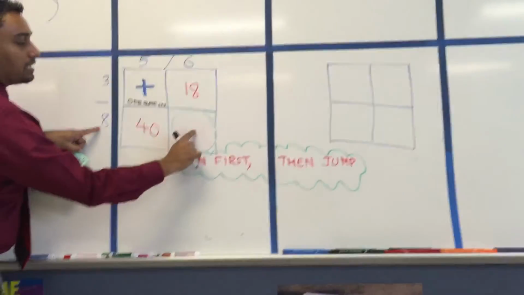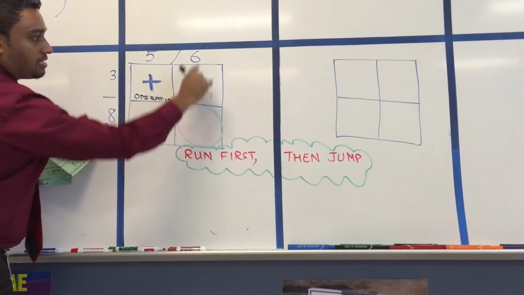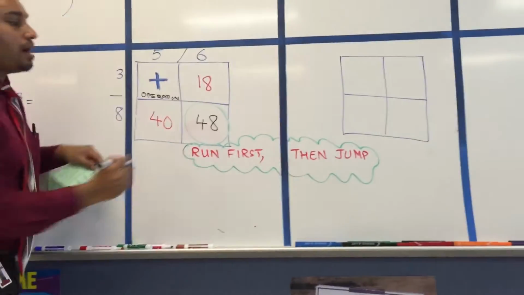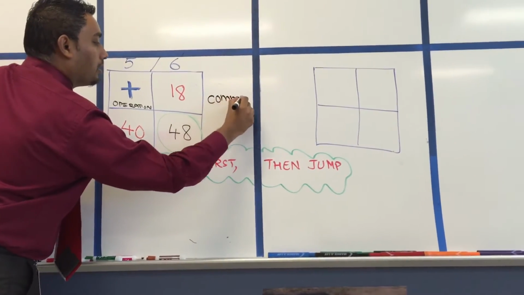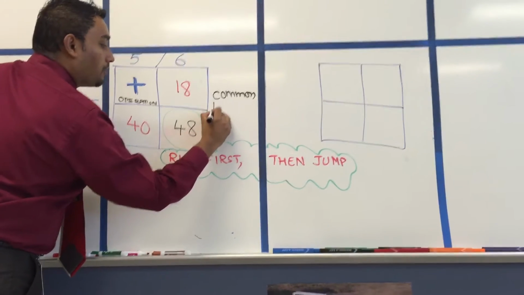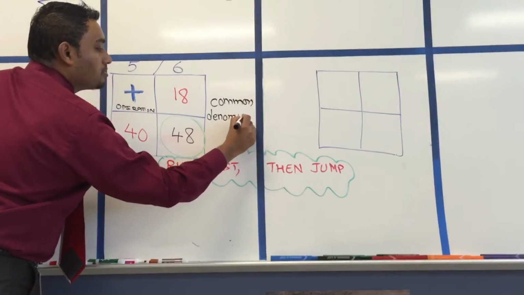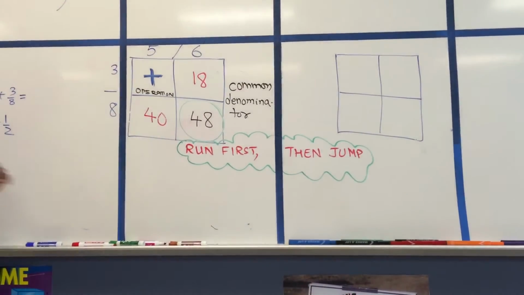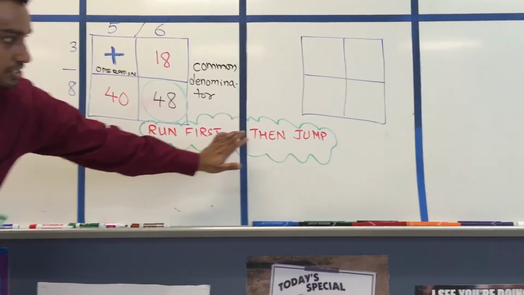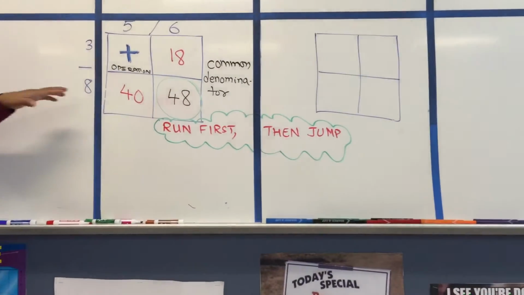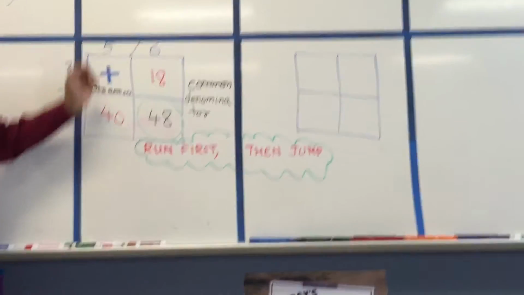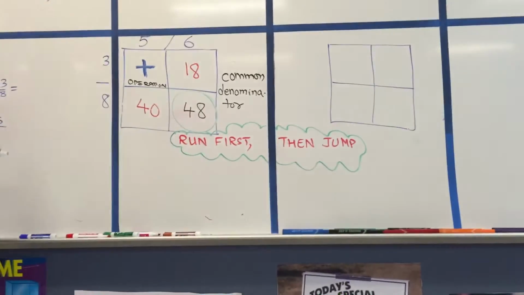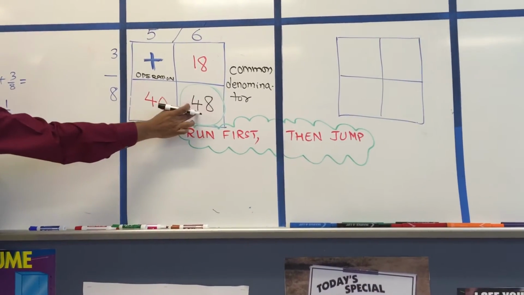So you have 8 times 6. 8 times 6 is, class? 48. So that is my common denominator. I'm not saying least common denominator, I'm saying common denominator. Now I want you to understand this: run first, then jump. Run first means I'm going to take care of this first, then that one. Run first, then jump. So I'm going to rewrite this. This is my new common denominator.